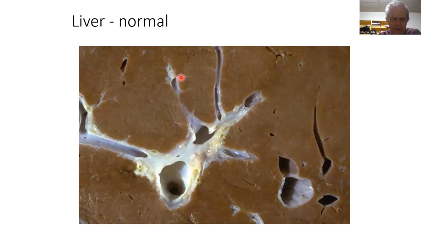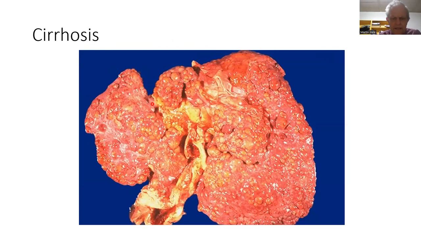So remember that. This is the supermarket liver, and that is a cirrhotic liver, and you can see a completely different liver. So that's it, and I'm sorry about the interruptions, and I'm happy to take any questions if there are any.